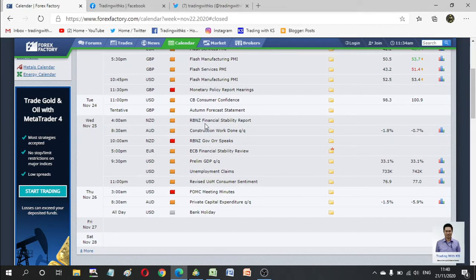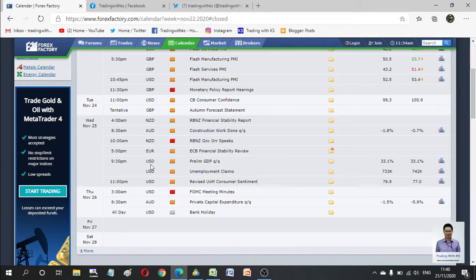So Wednesday we got NZD, the financial report. We got the AUD, Aussie dollar, construction work done, whether less or more. They expect a drop in construction work. And for NZD, the New Zealand governor will be speaking. We got the ECB financial stability review, also an economy update.